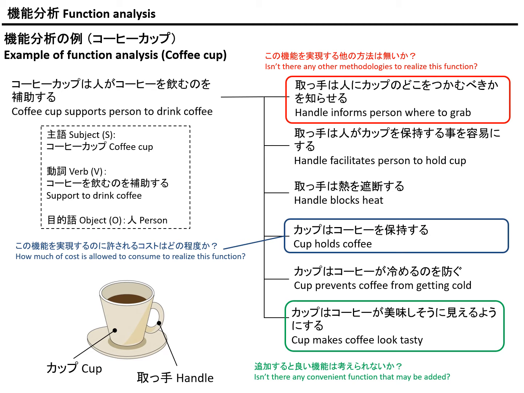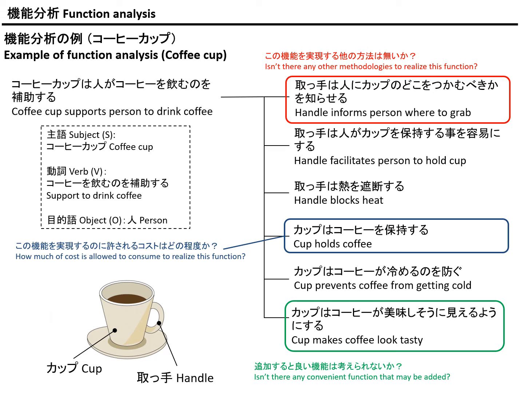What you can do with this is how a company, especially, uses function analysis to generate ideas to improve products, improve the performance of products. For example, one of the functions of the coffee cup is handle informs person where to grab. So you may ask your colleagues, isn't there any other methodology to realize this function? This kind of discussion could promote people to generate other ideas.